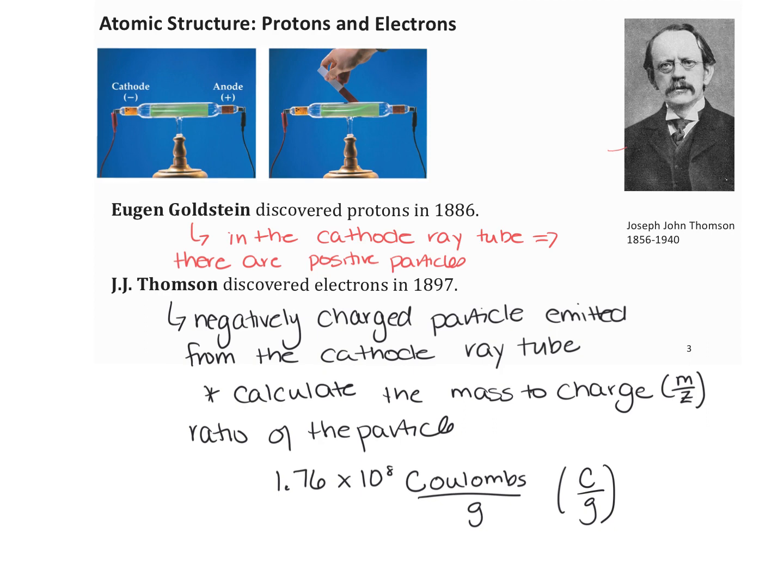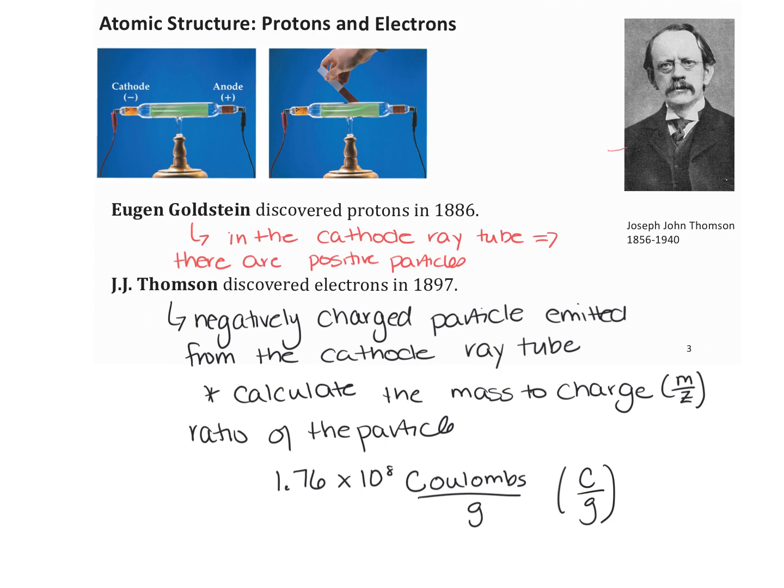Goldstein just said there are positive particles, and did nothing else. And that's why there's some question about whether he should really get the credit for discovering a proton or not. But it's worth mentioning because, to our knowledge, he's the first one who indicated there was something positive there. Now, we have this mass to charge ratio.